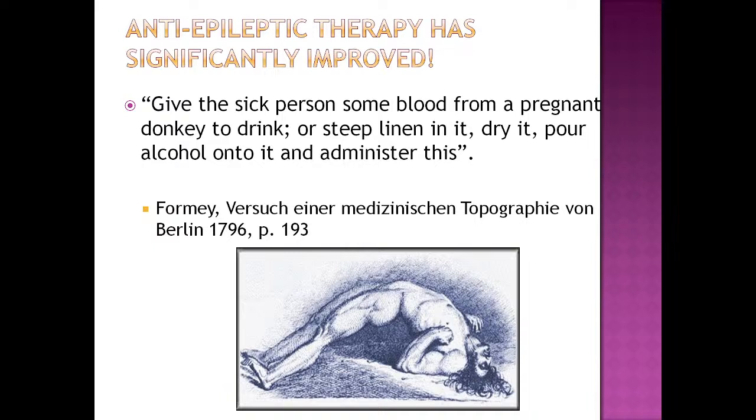So this is an excerpt from a German textbook way back in 1796, which mentioned the management of epilepsy as this: give the sick person some blood from a pregnant donkey to drink, or steep linen in it, dry it, pour alcohol onto it and administer this. This was the standard treatment for people having seizures or epilepsy 200 years back. Okay, so how far we have come?